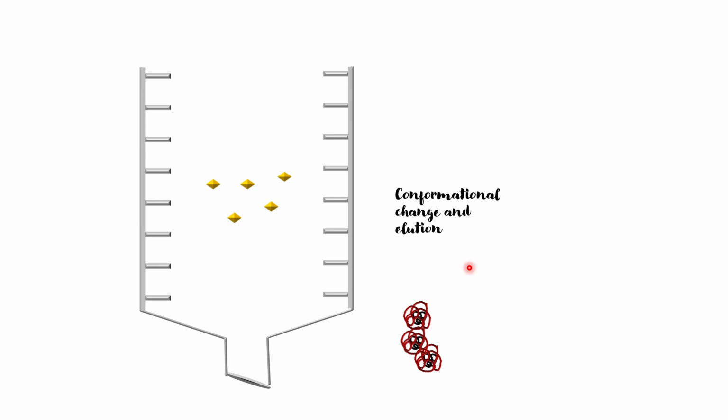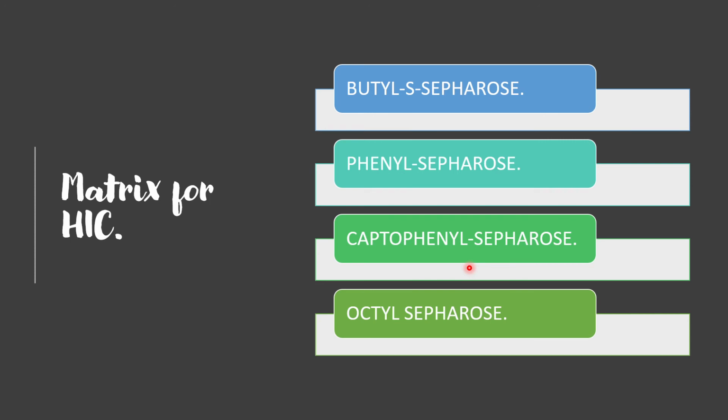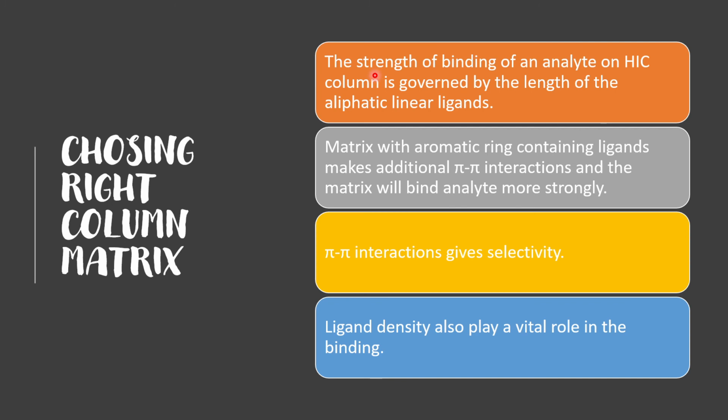What are the matrices that we use in HIC? From the name we know that the matrix must also be nonpolar. These are butyl Sepharose, phenyl Sepharose, octyl Sepharose and so on. All these molecules are nonpolar, or hydrophobic, in nature. Why do we need to choose the right matrix for the column? It is because the strength of binding of the analyte to the column is governed by the length of the aliphatic linear ligand, and a matrix with an aromatic ring containing ligand makes additional pi-pi interaction.